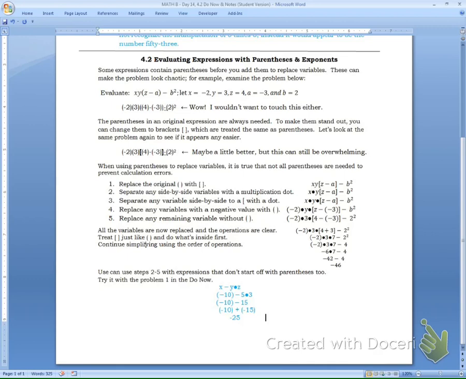Finally, replace any variables that were not negative. So you can see what I did there. I replaced the x with negative 10 inside parentheses. I copied down the minus sign. I filled in the 5 for the y value and the 3 for the z value, but I didn't need to put them in parentheses because they were not negative values. Reading the problem out loud, it's negative 10 minus 5 times 3. So the next operation I needed to do was the multiplication of 5 times 3, which equals 15. I have a negative 10 minus 15.